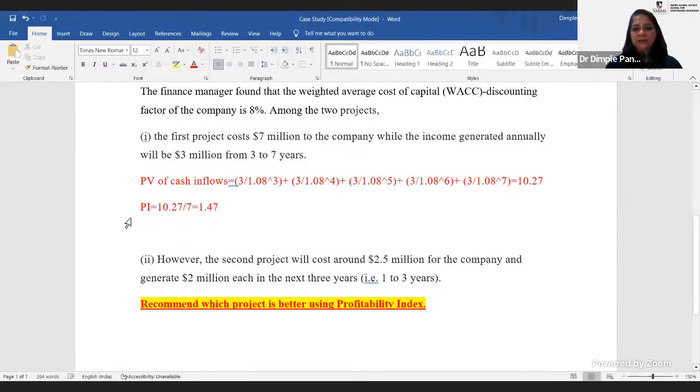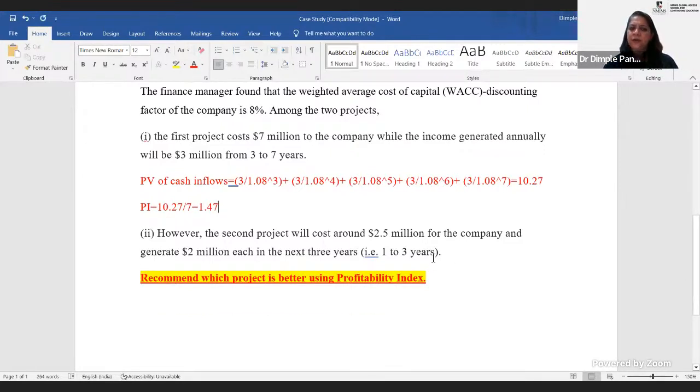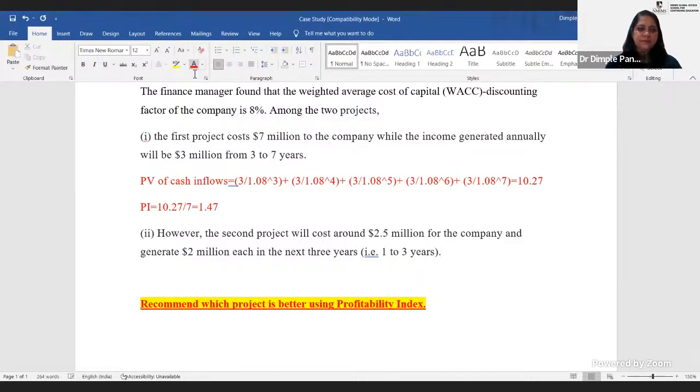Second one, tell me what's happening. Every year, this is an easier one. In the first, second, and third year, I'm getting 2 million each. What is going to be my profitability index here? $2.06. Do we all agree with him? Now, keeping in mind that you are the finance manager of the company, 2.06.